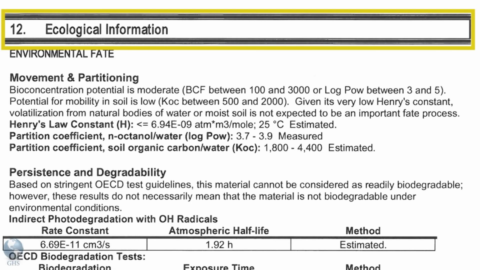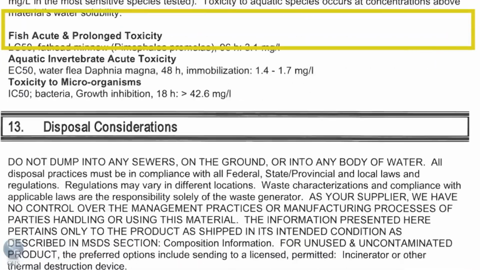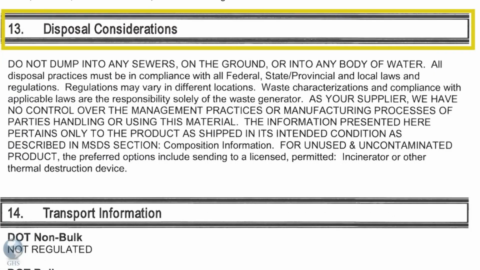Section 12, ecological information provides information to evaluate the environmental impact of the chemical if it were released to the environment. Section 13, disposal consideration provides guidance on proper disposal practices, recycling or reclamation of the chemical or its container, and safe handling practices.